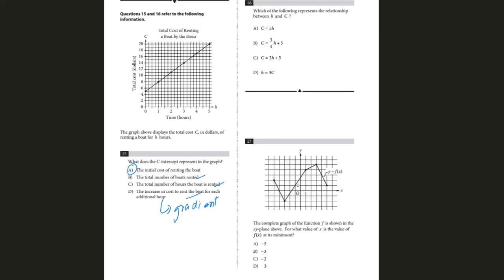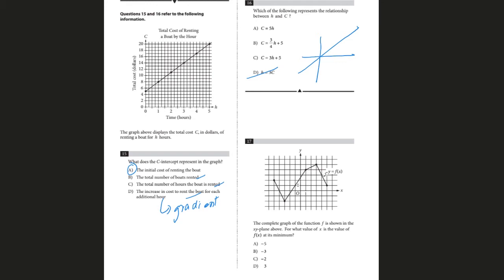So now they're asking for an equation for this line. So the y-intercept is 5. D is wrong because according to D, the y-intercept is 0. The graph should have been looking like this. So D is not the answer.